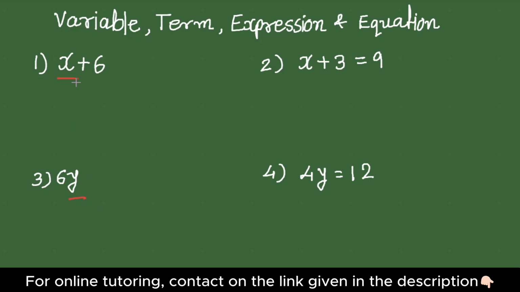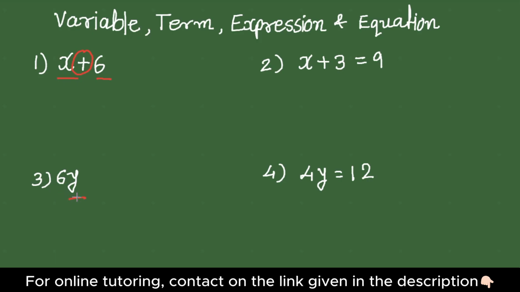In the first question we have x plus 6. So there are two terms. Generally we differentiate terms by using either the addition symbol or the subtraction symbol. So the first term is x here and the second term is 6. In the third question we have only one term, 6y.